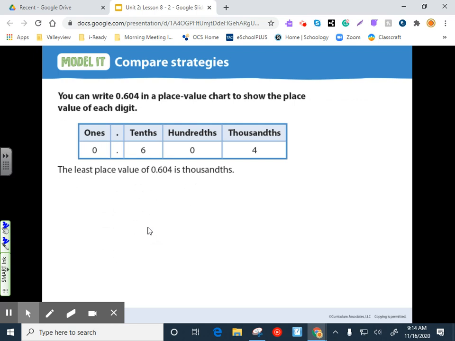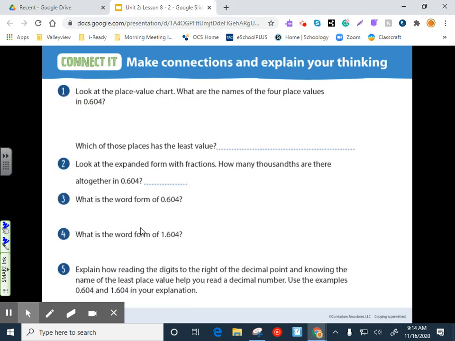You can write 604 thousandths in a place value chart, which we did at the very beginning. And again, the least place value is thousandths, so that's where it gets its name. So 604 thousandths. All right, glance over at page 151. Look at the place value chart on the previous page. What are the names of the 4 place values in 604 thousandths?